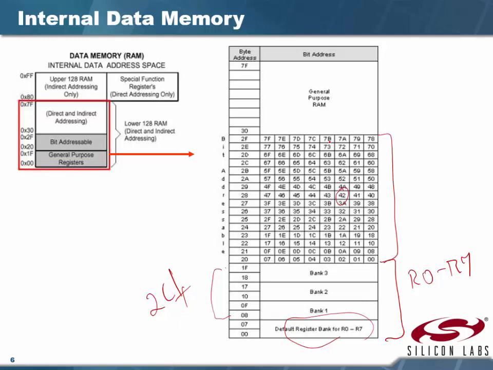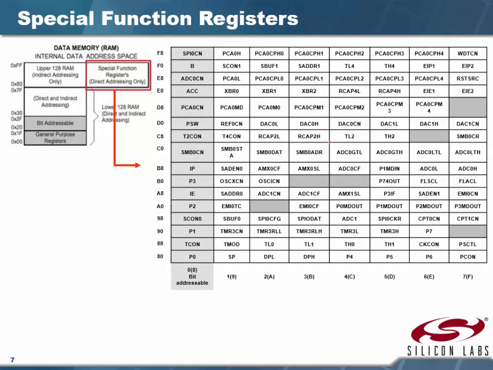Then we end up with our special function registers. As I mentioned before, between 80 and F8, which goes to FF, all 128 locations are used up. So this happens to be a table that uses all 128 locations.